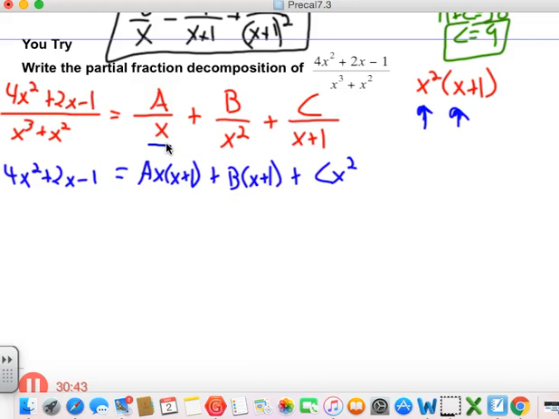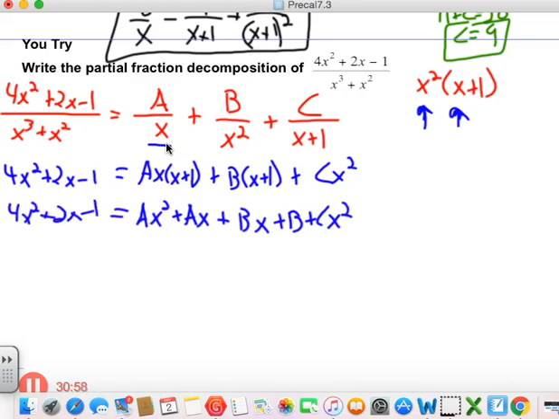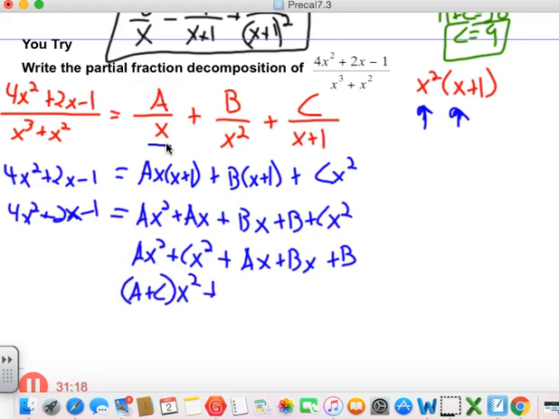Ax times x times 1. So ax squared plus ax times 1 is ax. And then b times x is bx, b times 1 is b. And we've got cx squared. So now we're going to group all the x squareds together. So we've got ax squared and cx squared. The x's go together, we've got ax plus bx, and then we've got just b by itself. All right, so factoring out the x squareds, we get a plus c times x squared, and then factoring out the x, we get a plus b times x, and then we just got the plus b.